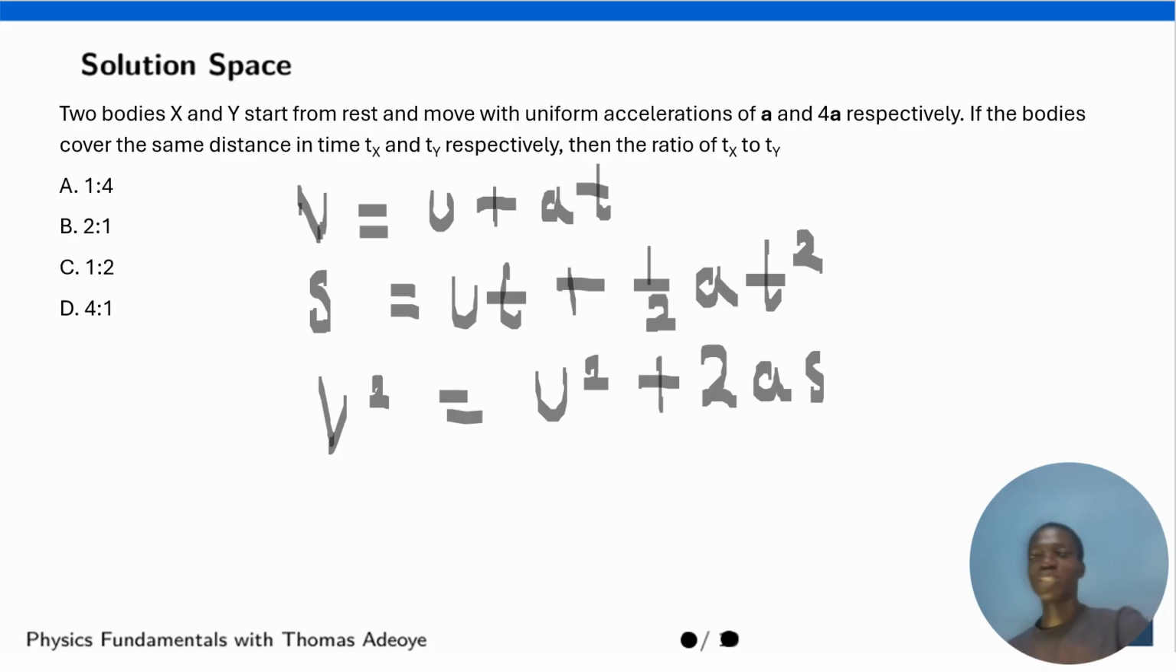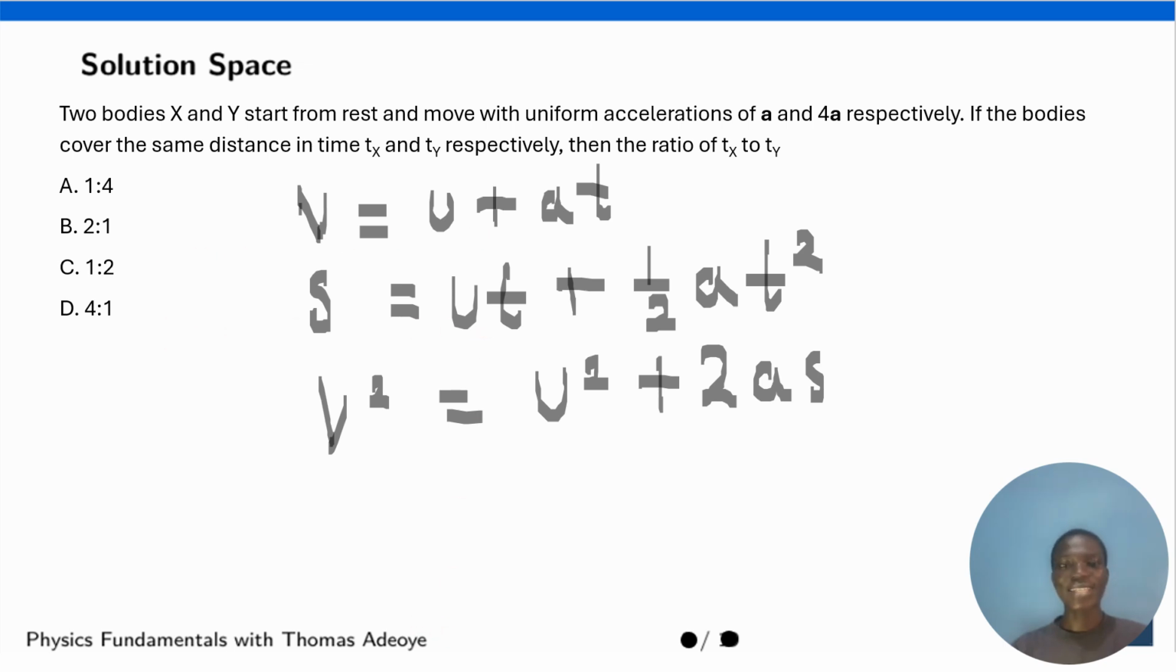Because this body is moving with uniform acceleration, it means we can use one of them. And do you know which one will work for us? The second equation, of course, will work. If you look at the second equation, it has distance, it has initial velocity, which we have been given. They gave us distance and acceleration in the question. And yes, we are interested in the ratio of Tx to Ty. Now, in the question, do not forget the bodies cover the same distance.